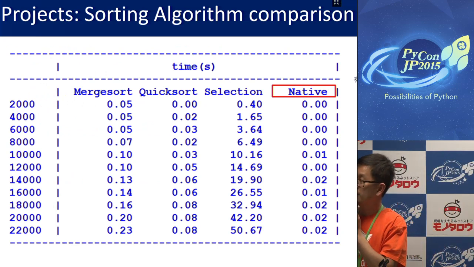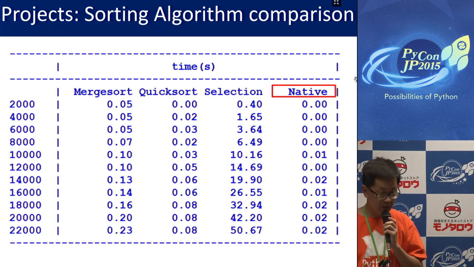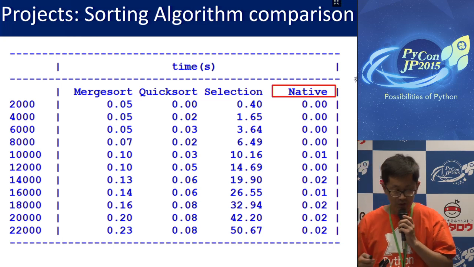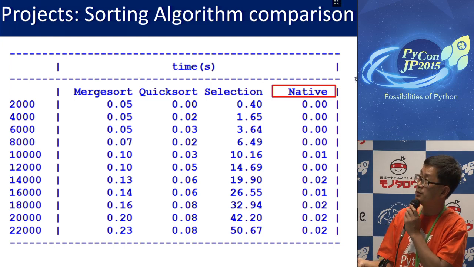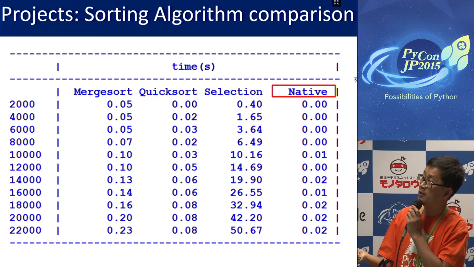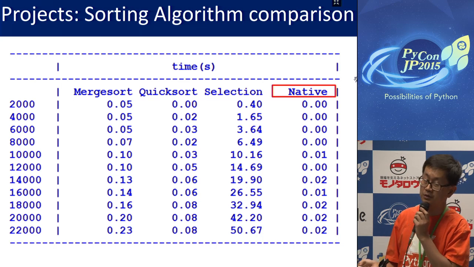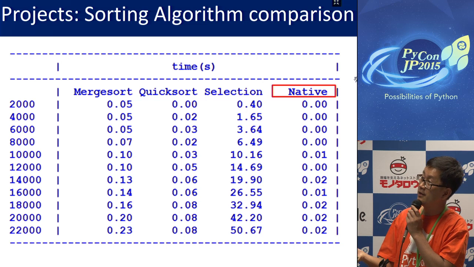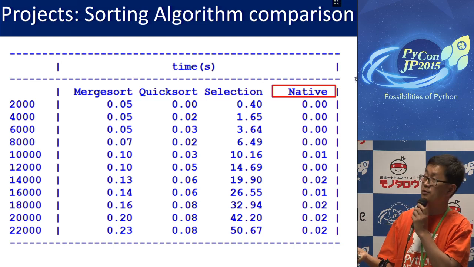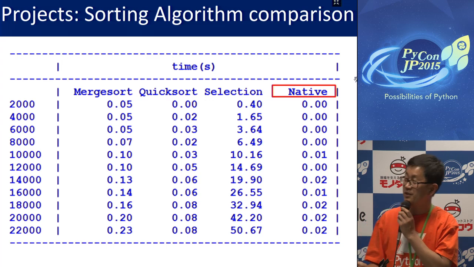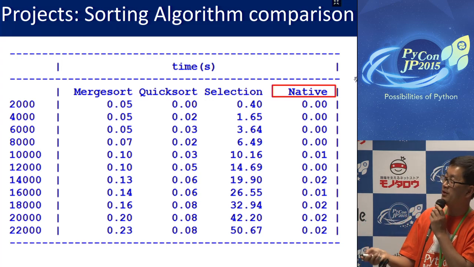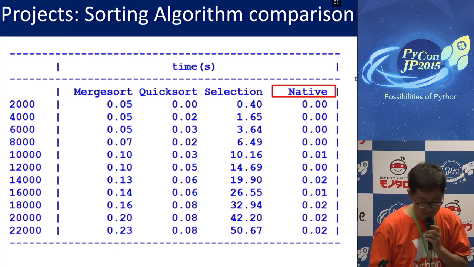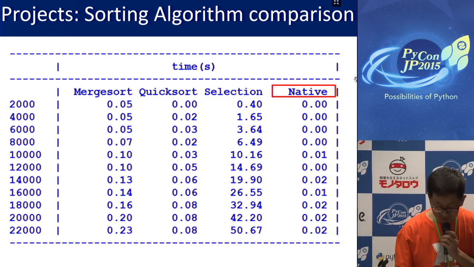Some projects for my students. One project is to measure the time of merge sort, quick sort, selection sort, and the native Timsort in Python. The students are very curious because the performance of Timsort is good.